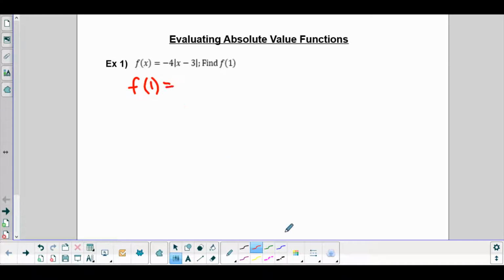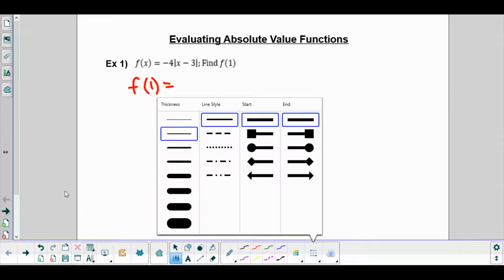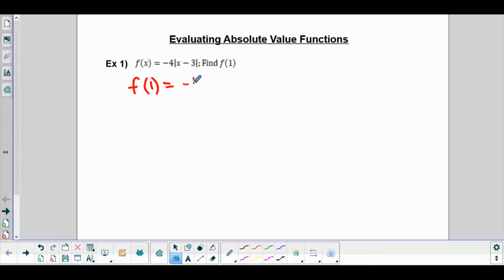equals. And then we're going to go ahead and just plug it in. Negative 4 times, this is actually operation, multiplication, 1 minus 3. And that's inside the absolute values. Next, we're just going to simplify this a little bit. So negative 4 stays on the outside. 1 minus 3 is negative 2. And the absolute value of negative 2 is positive 2.